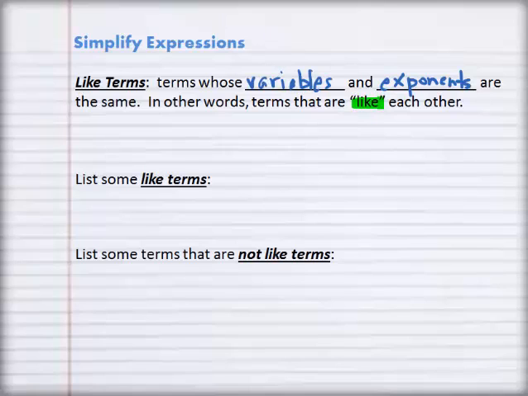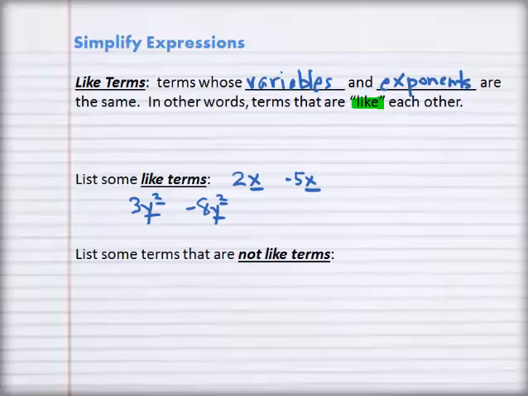Keyword being like. Let's look at what some like terms look like. If I have 2x, the variable is x, it doesn't have an exponent, and if I want another like term with it, I'd have to say like 5x or negative 5x. It has the same variable. I could also say like 3y squared and negative 8y squared. The variables have to be the same along with the exponents.